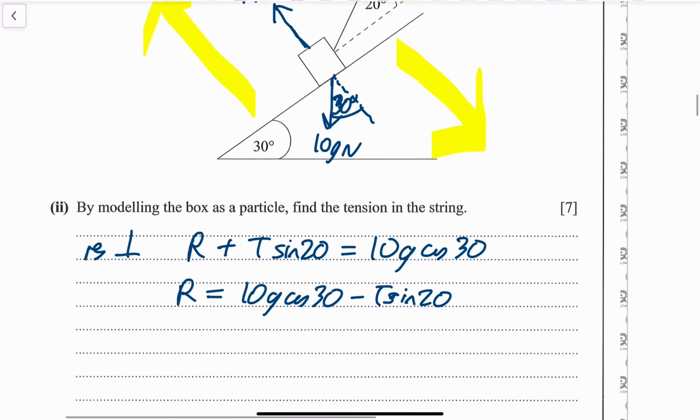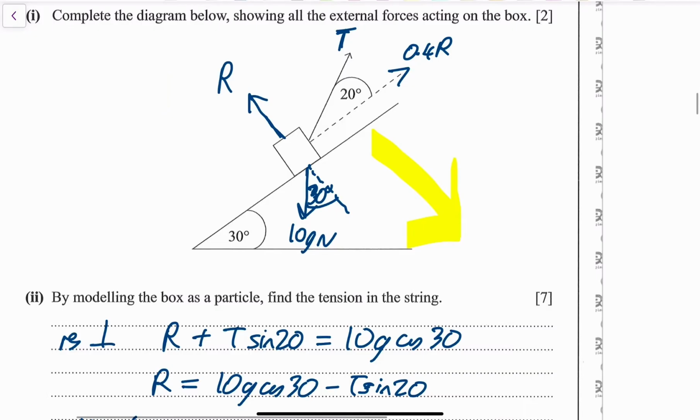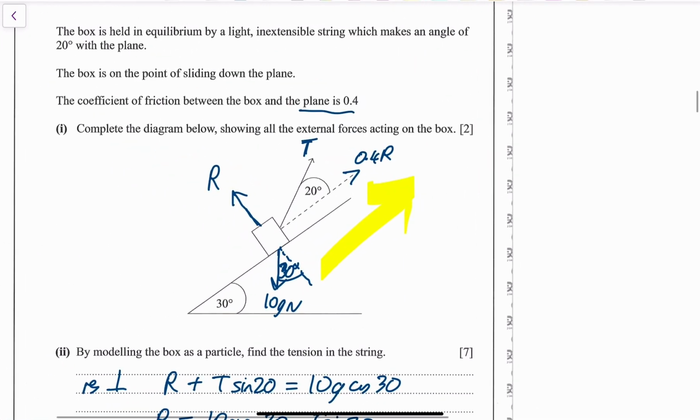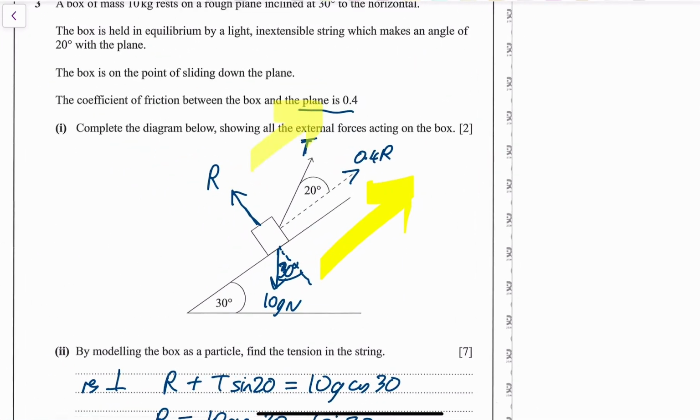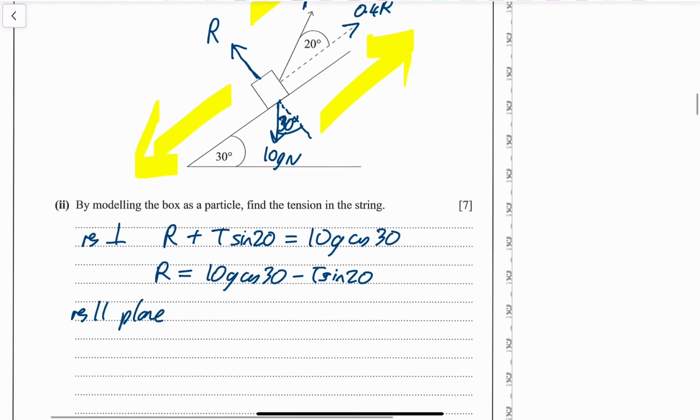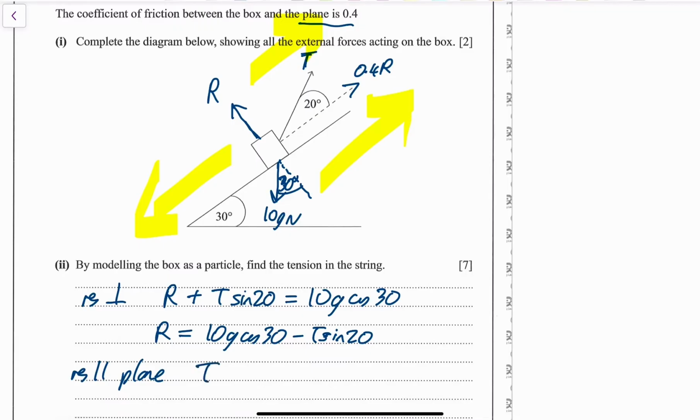Going to resolve parallel to the plane. It's in equilibrium, so there's no acceleration. So now that we're going parallel to the plane, I'm going to look at the forces going up the plane. And I've got two of them. I've got my 0.4R and also a component of the T, and also I've got the component of the weight going down the plane. So going up the plane, I've got T cos 20 plus 0.4R, and then going down the plane, I have 10g sine 30.